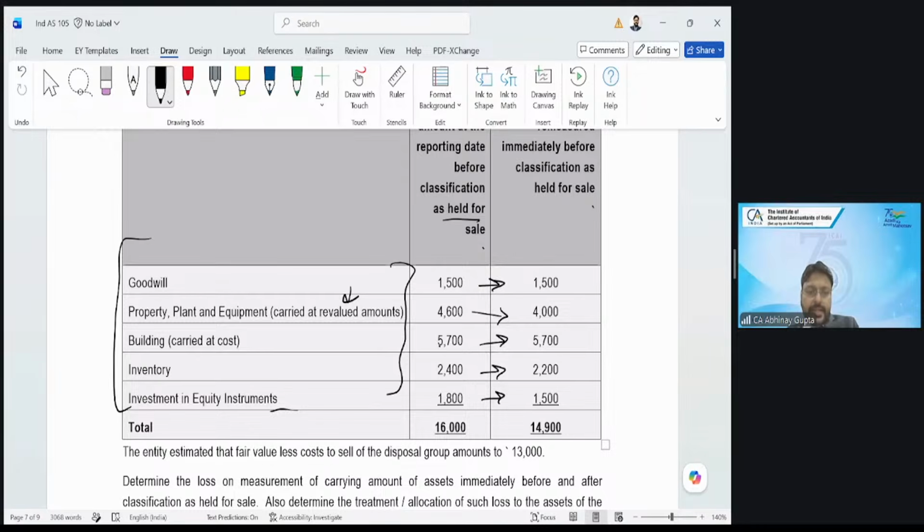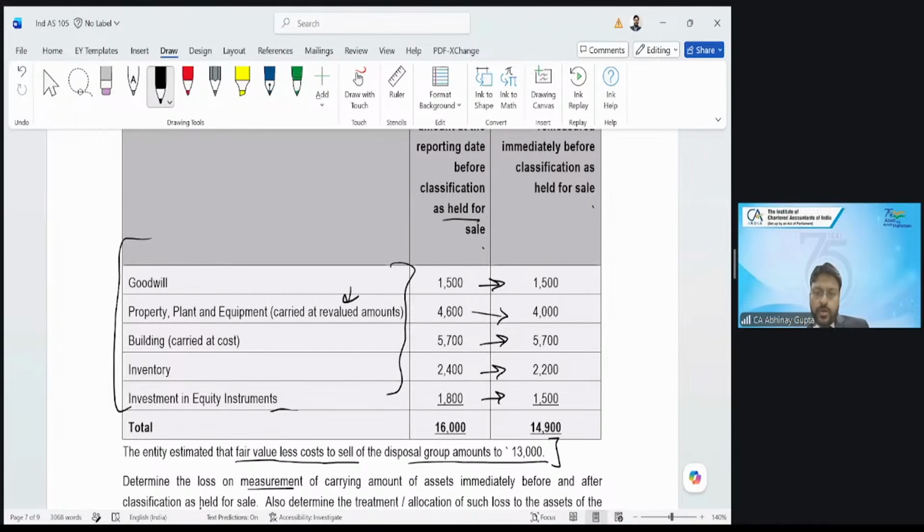The entity estimated that the fair value less cost to sell of the disposal group amounts to 13,000. So apart from the carrying amounts on the date of the classification, which is given in the question at 14,900, the fair value less cost to sell of the disposal group is also given, which is estimated at 13,000, right? So this is the fair value less cost to sell measured, given in the question.